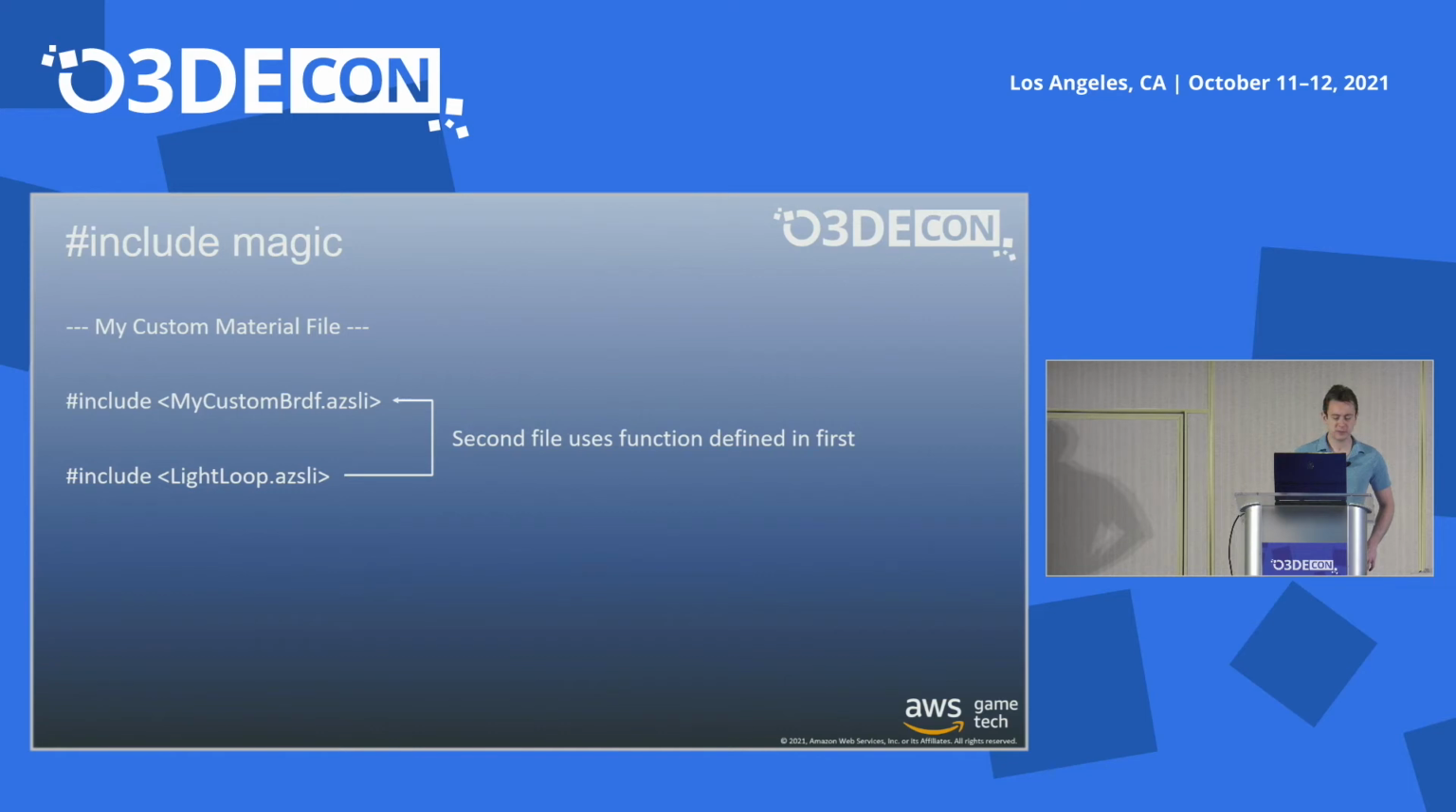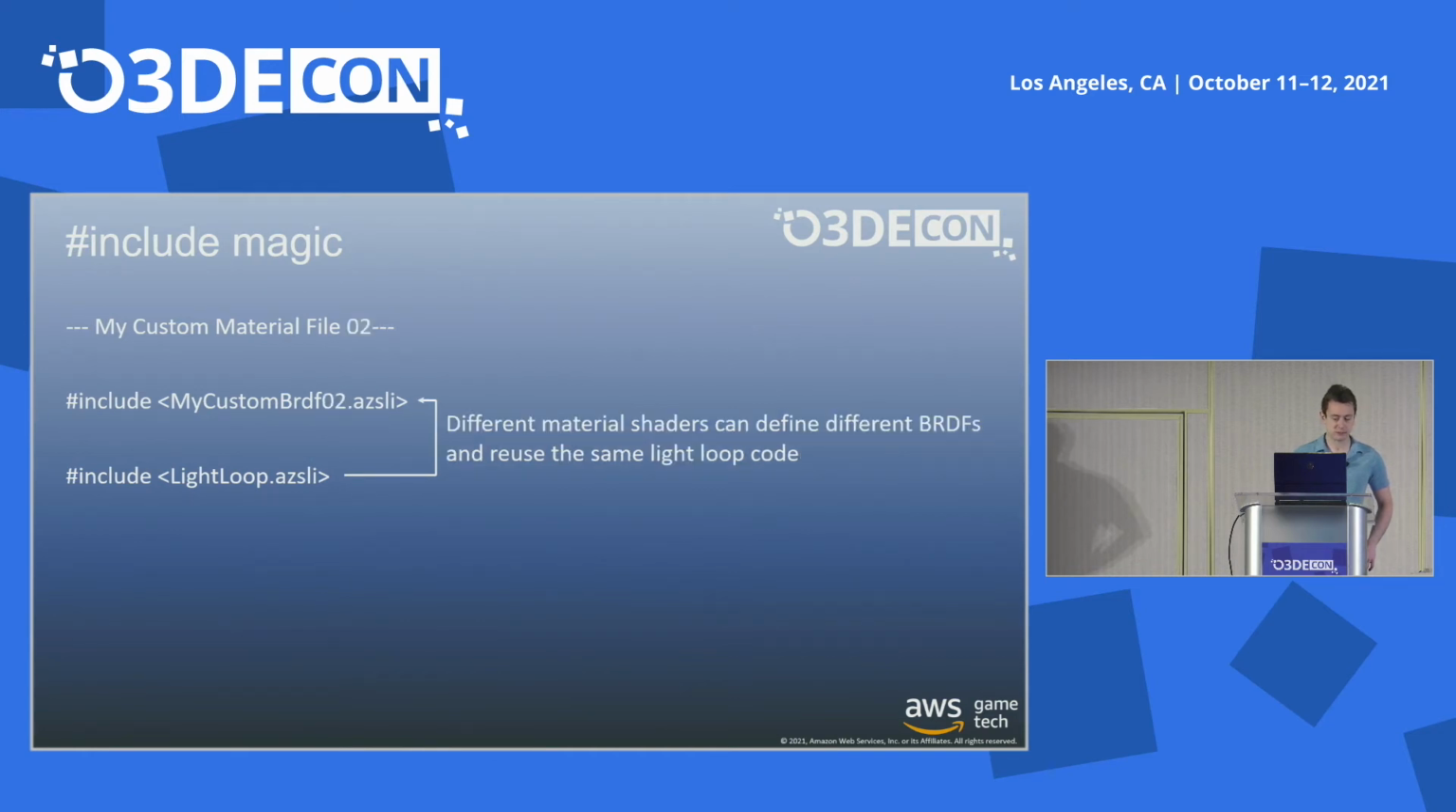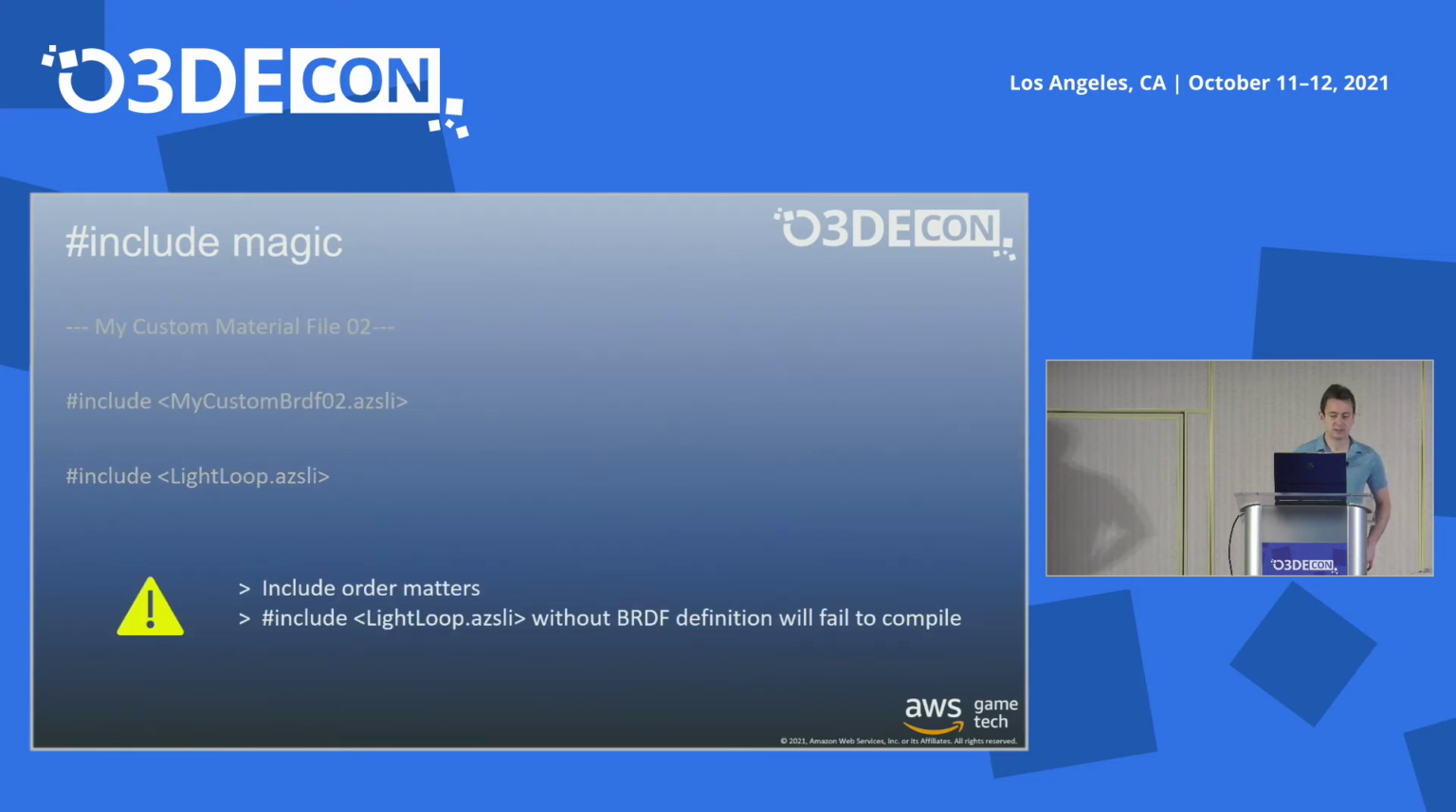The way this include magic works is that light loop.azsli will use functions that are defined in my custom BRDF. So if you want to make a second material, you can just include your second custom BRDF that defines the functions needed in the light loop, and it will just work. One downside to this is that the include order matters, and if you try to include light loop.azsli without first defining the functions, you'll fail to compile.